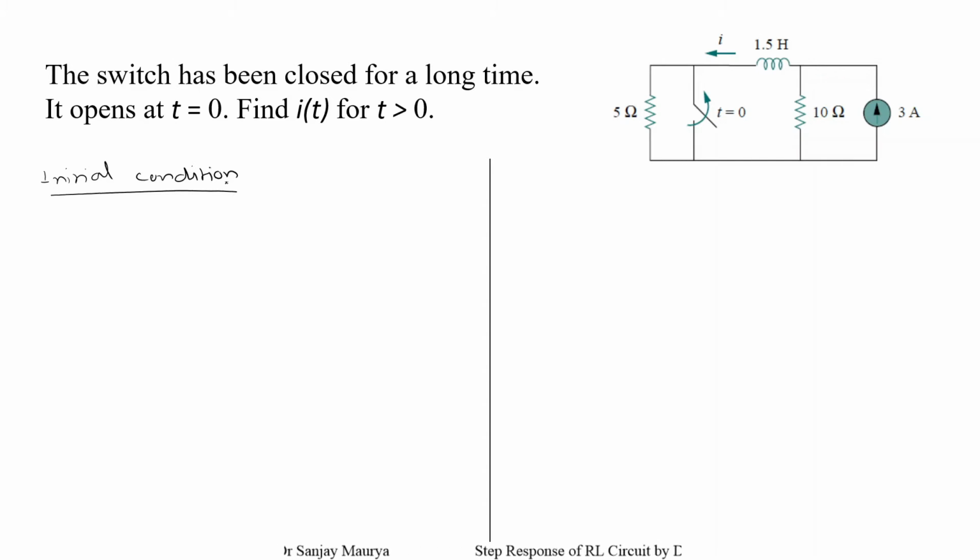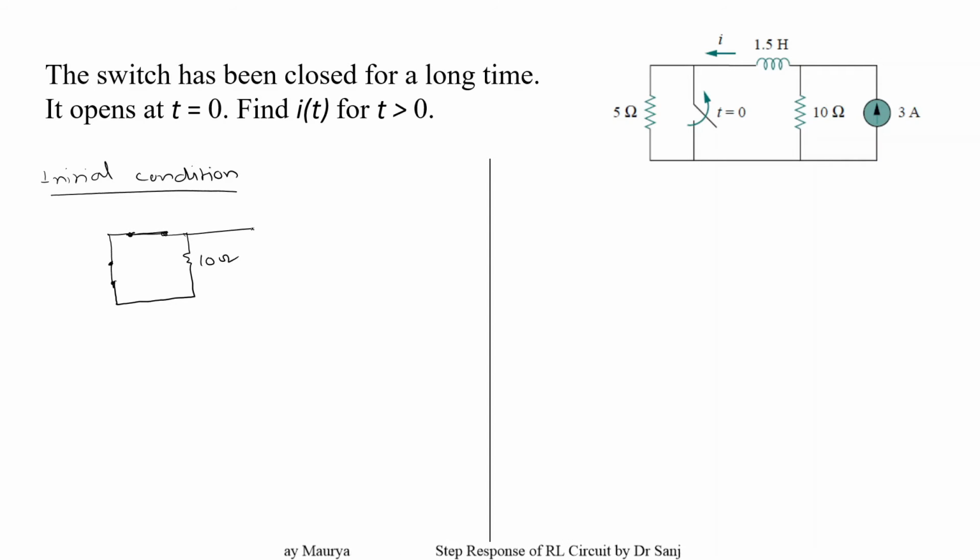Since the switch was closed, in such a case this 5 ohm will not be in the picture and this inductor will behave just like a short circuit. So I can redraw the circuit. This was the inductor, which was short circuited. I am making this one a short circuit and this switch was closed. This was the switch, and the 5 ohm will not come in the picture just because it was short circuited.